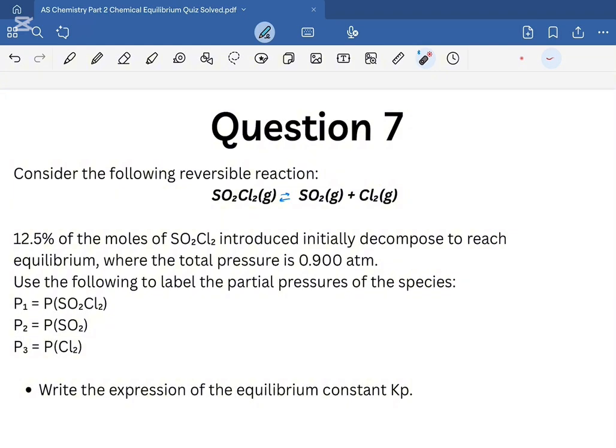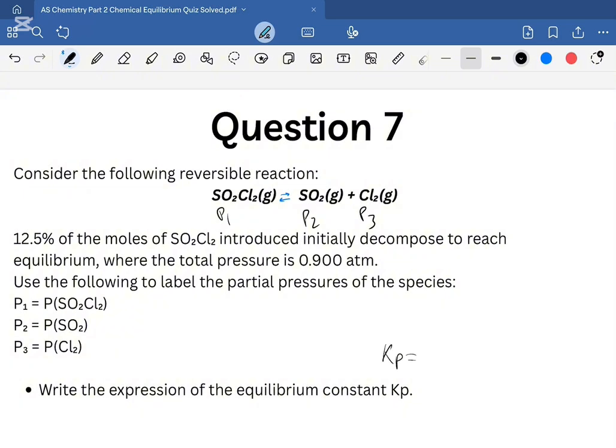Question 7, we have the following reversible reaction taking place. 12.5% of the moles of SO2Cl2 introduced initially decompose to reach equilibrium where the total pressure is 0.9 atm. Use the following to label the partial pressures: for SO2Cl2 it's going to be P1, for SO2 it's going to be P2, and for Cl2 it's going to be P3. And they said write the expression of the equilibrium constant Kp.